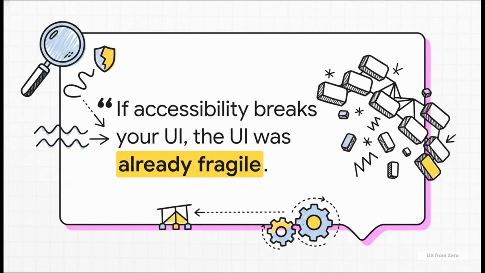Okay, this right here, this is the big idea. This is the whole thing in a nutshell. I really want you to let this sink in. If accessibility breaks your UI, the UI was already fragile. See, accessibility isn't the sledgehammer breaking your design. It's more like a flashlight that just reveals the cracks that were already there to begin with.